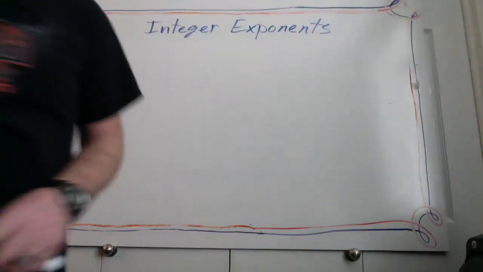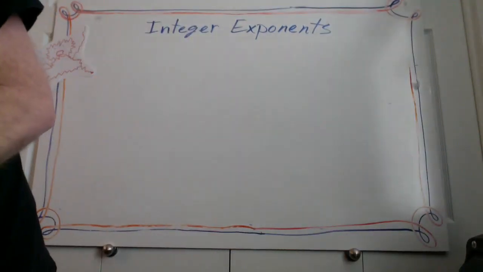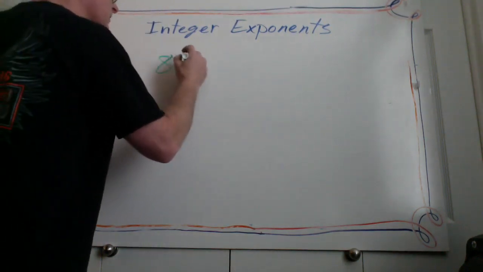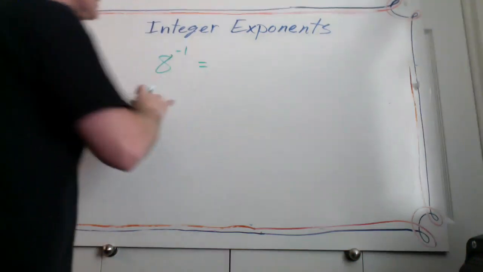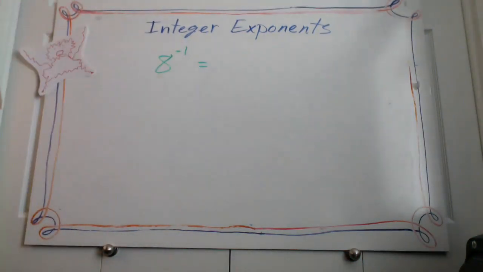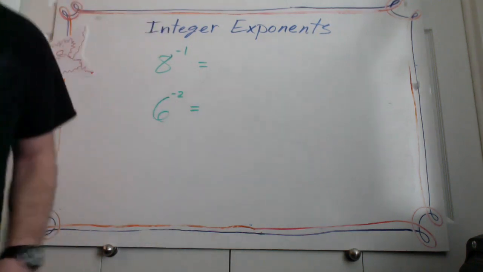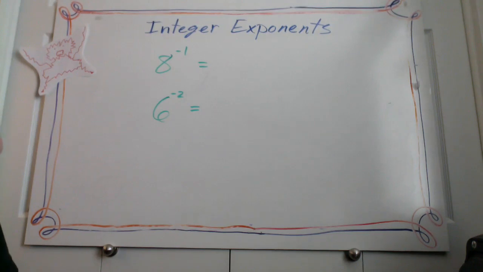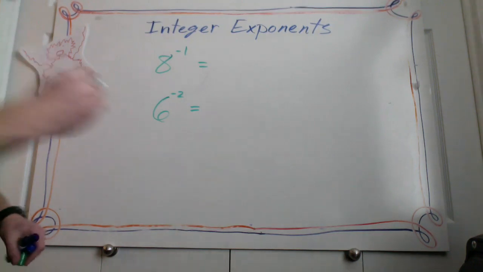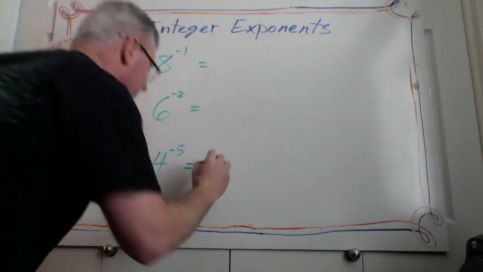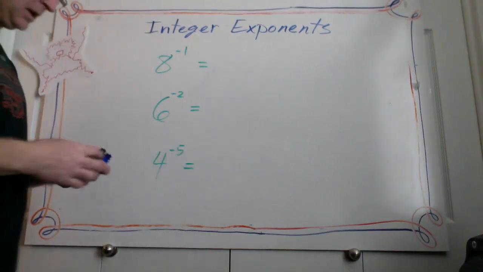So a couple of examples that I'm going to go over. If we have 8 to the negative first, we want to simplify that so we can actually use it. And then 6 to the negative second, I want to simplify that before I can use it. And then the last one we're going to do, how about 4 to the negative fifth? All right, so here we are.